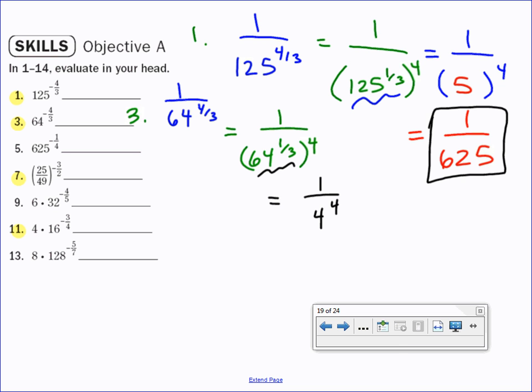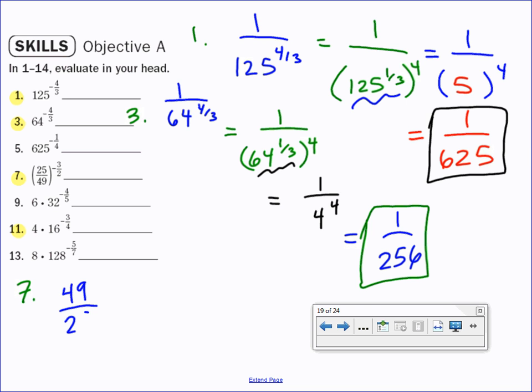And lastly, what's 4 to the 4th? All right, what's 4 to the 4th? Barrett? 256. So my final answer is 1 over 256. Nice job. All right, let's do 7. So 7, 25/49 to the negative 3/2 is the same as 49/25 to the positive 3/2.